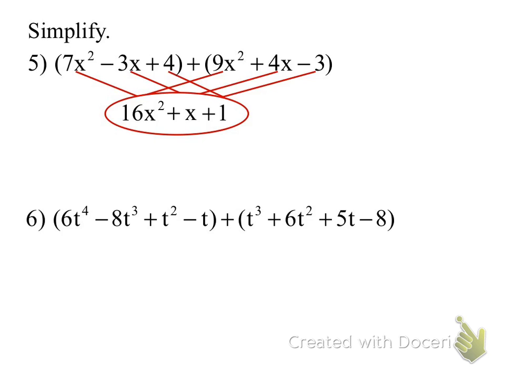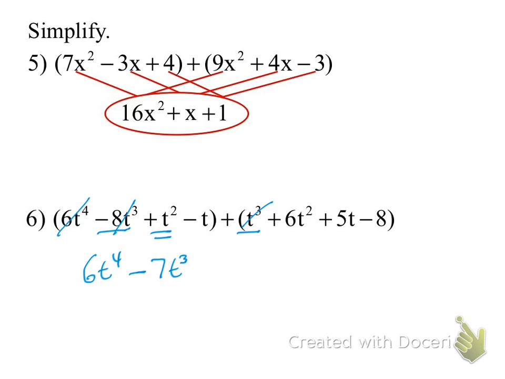6t to the 4th, Jordan. What? 6t to the 4th goes with what? Nothing. So I'm just bringing it down? Yes, so you bring that down. Okay, so what about negative 8t to the 3rd? You add that with t to the 3rd, which would become negative 7t to the 3rd. And what about t squared? T squared, you would add that with 6t squared.